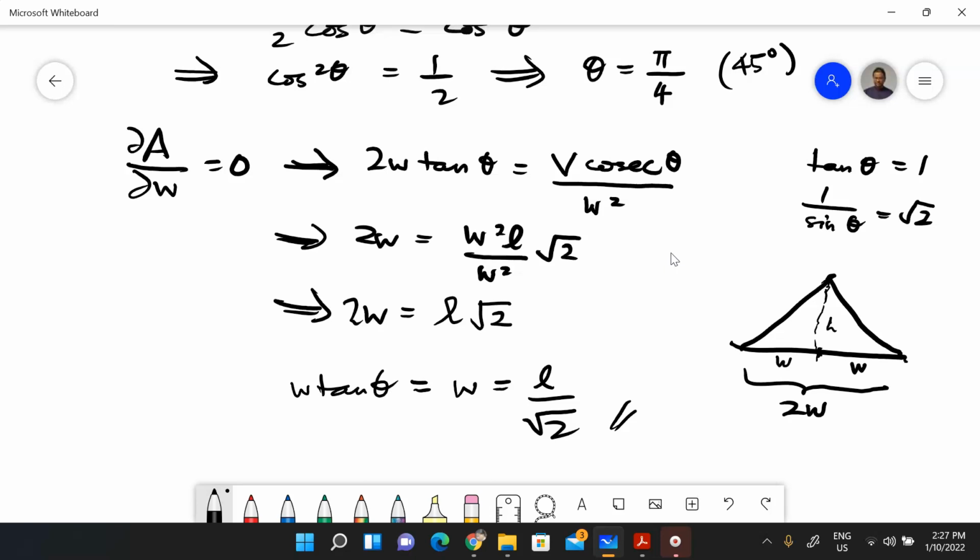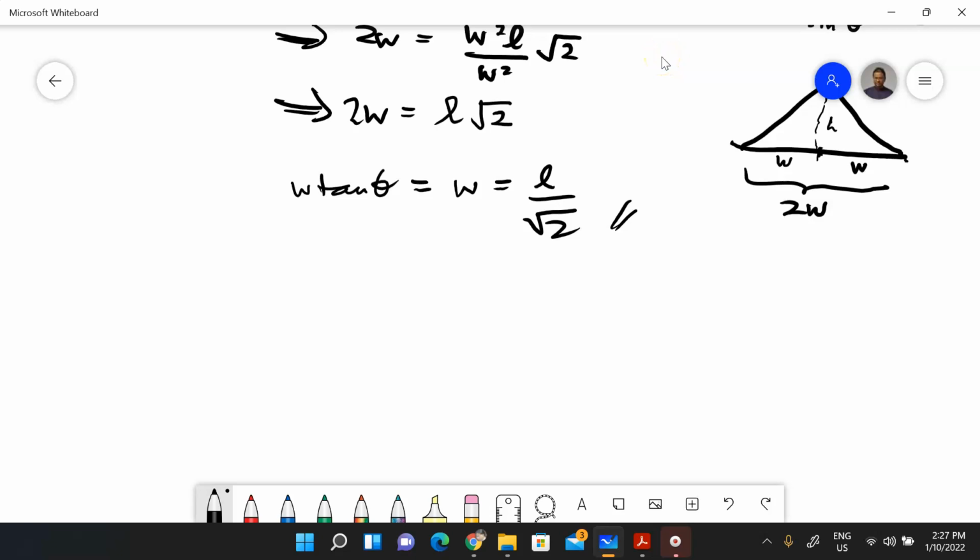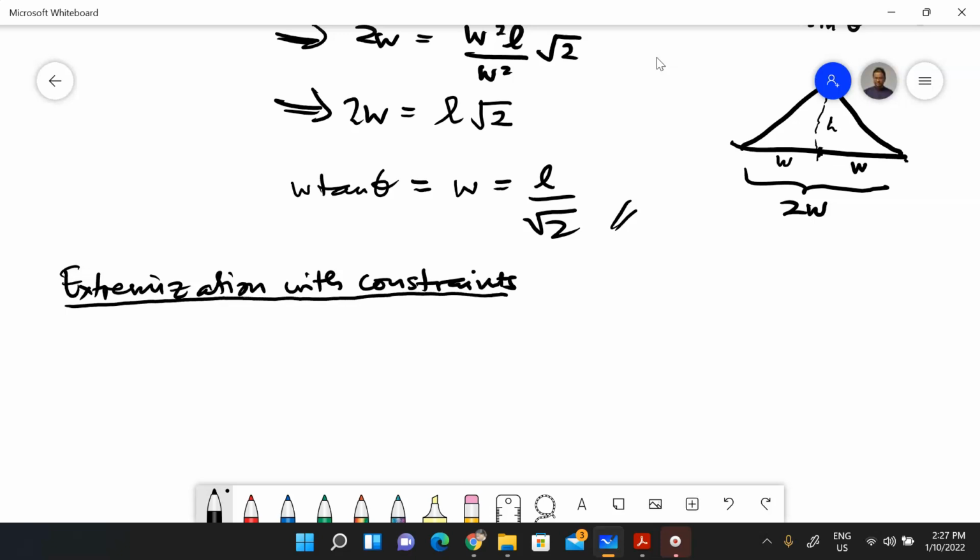So now what we're going to do next is the other part where we have constraints inside this particular extremization kind of problem. So here is doing extremization with constraints. This is demonstrated through an example, which I think we need to go through.